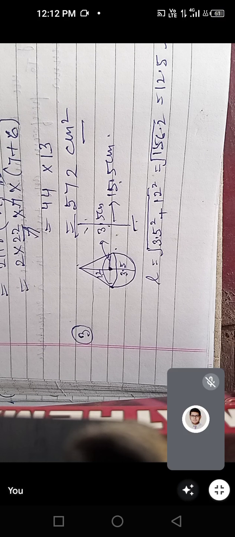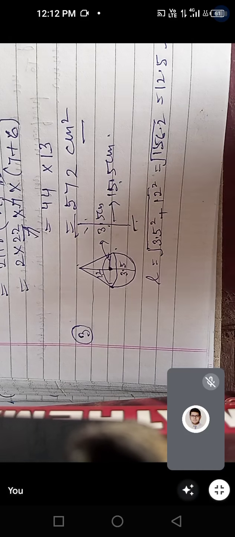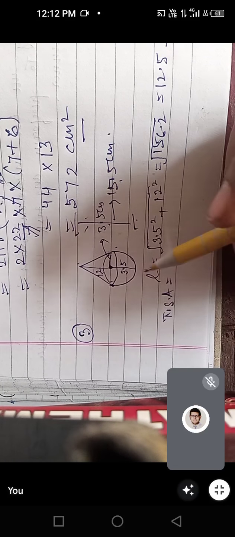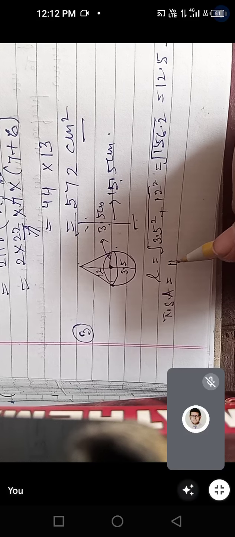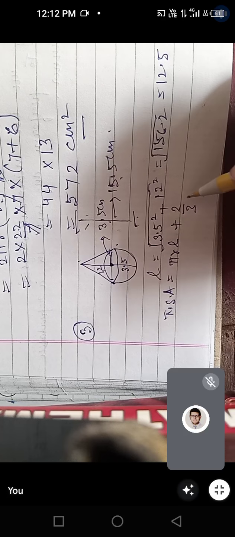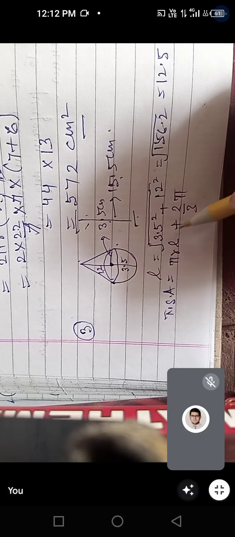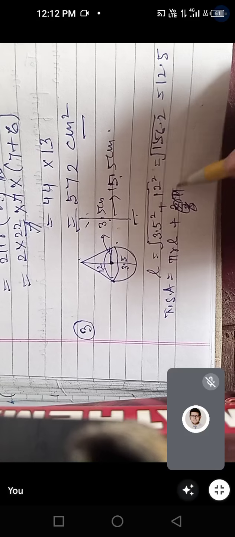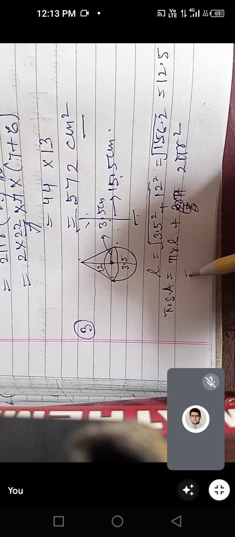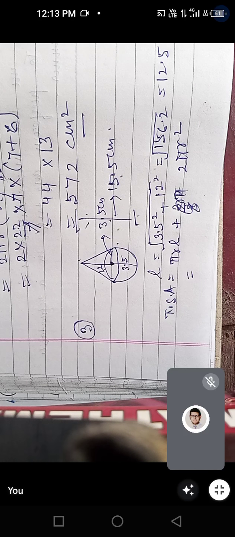Now what you have to do is calculate the curved surface area of the conical part, plus the curved surface area of the hemispherical part, right? So write down: total surface area of the toy is equal to curved surface area of the conical part, that is pi r l, plus the curved surface area of the hemispherical part. Wait, the hemispherical part will be 2 pi r square, where r is 3.5. Now you can place the values and simplify.